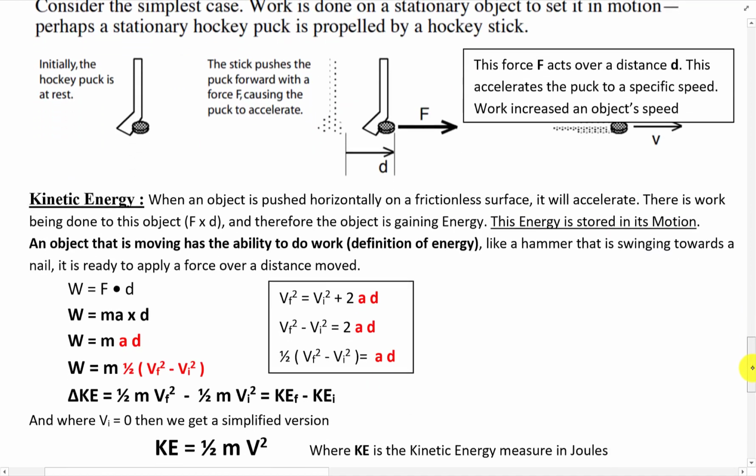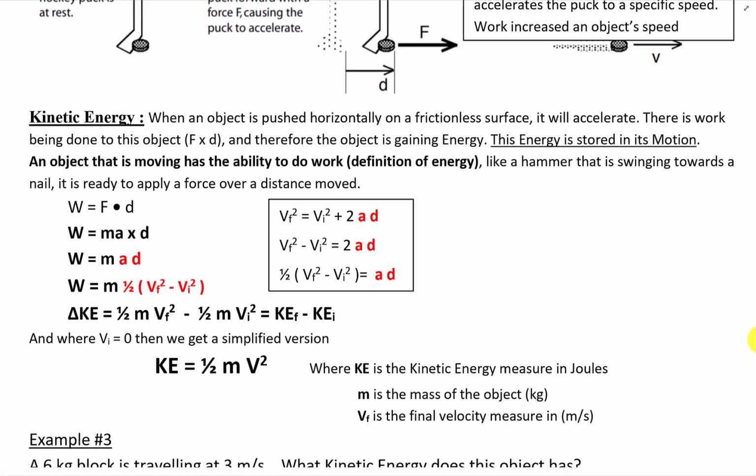Okay, let's take a look here. Kinetic energy. When an object is pushed horizontally on a frictionless surface, it will accelerate. There is work being done, force times distance, and therefore the object is gaining energy. This energy is stored in its motion. An object that is moving has the ability to do work, like a hammer swinging towards a nail is ready to apply a force over a distance.